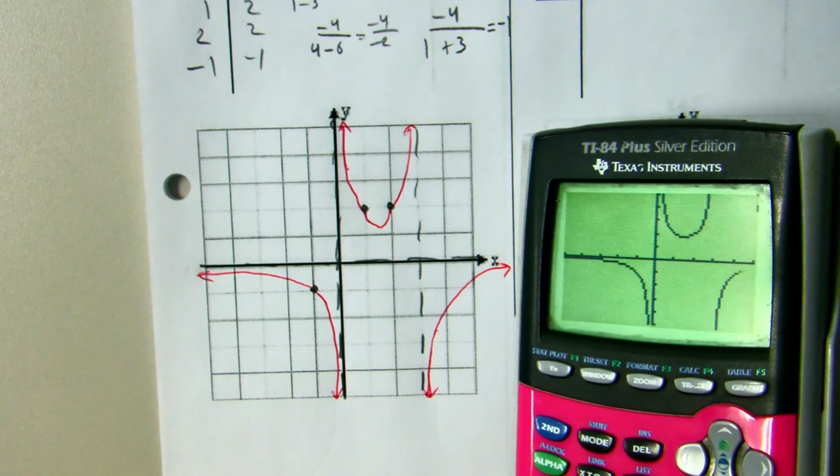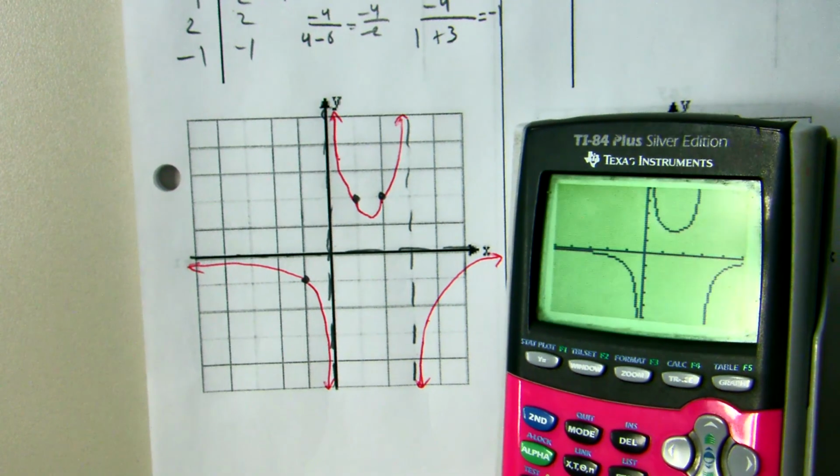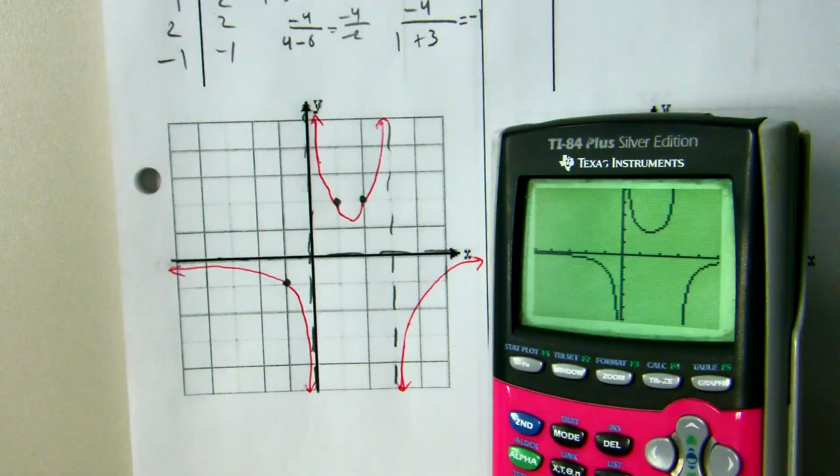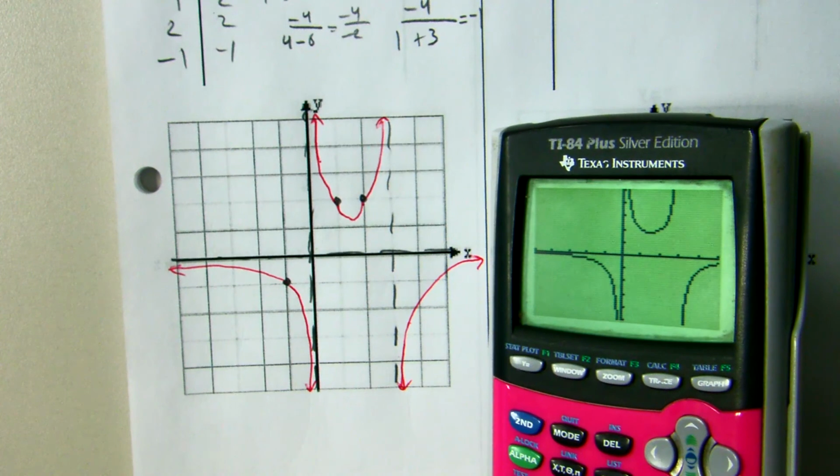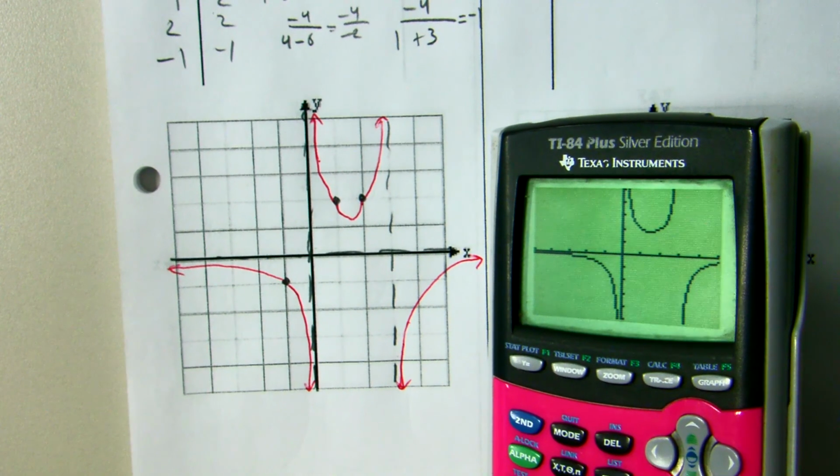Sometimes you do, sometimes you don't. But as you practice these, if your graph doesn't end up looking like your calculator's graph, then something's going on. And it should give you a hint as to what's off.